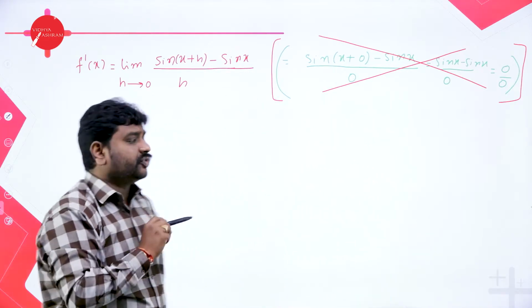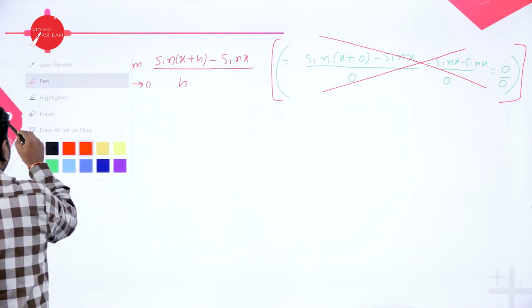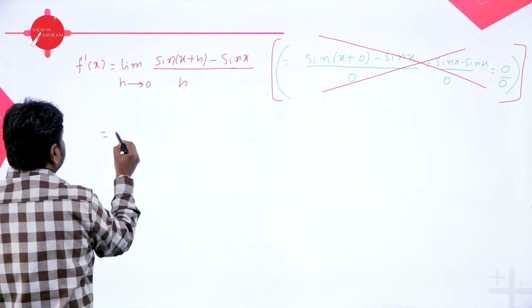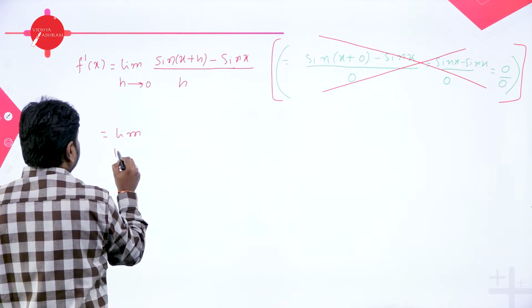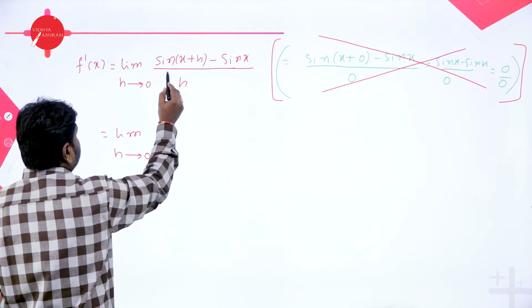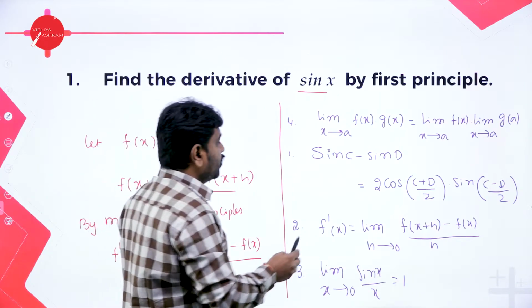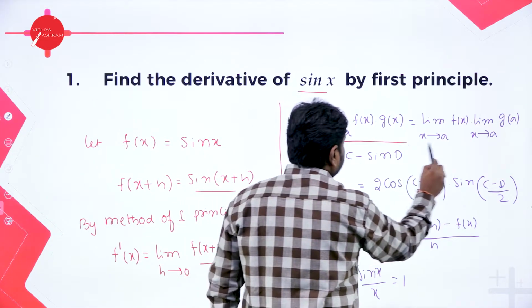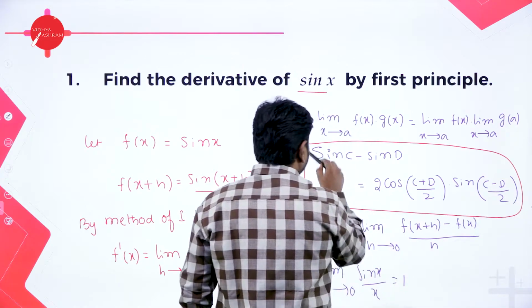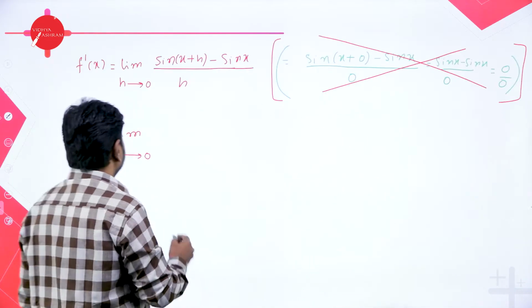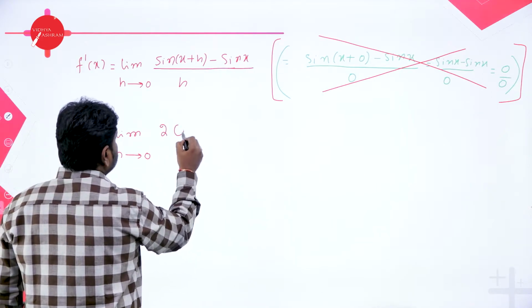Suppose in the place of h, if you put 0, it will become 0 by 0. Because it is giving you 0 by 0, I should simplify. How to simplify? Take the limit h tends to 0, and the numerator is sin c minus sin d. So use the formula. What is sin c minus sin d? I told you sin c minus sin d is 2 cos (c plus d) by 2 into sin (c minus d) by 2.